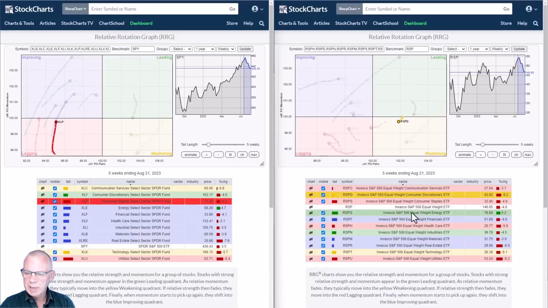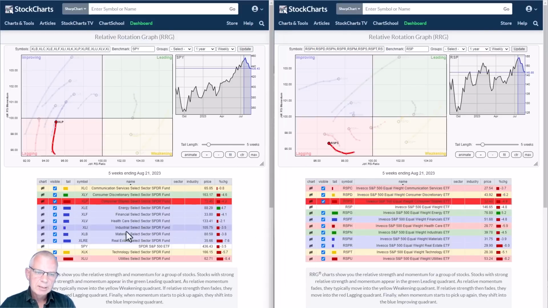We go to the staples version, then it's the opposite. Here you can see they're both inside the lagging quadrant, but the XLP, so the cap-weighted version, is rapidly picking up relative momentum, whereas the equal weight version has a lot more trouble to pick that up. It's picking it up a little bit, but XLP is definitely leading. So in the consumer staples sector, the larger cap names are improving faster. That's the takeaway of this comparison.